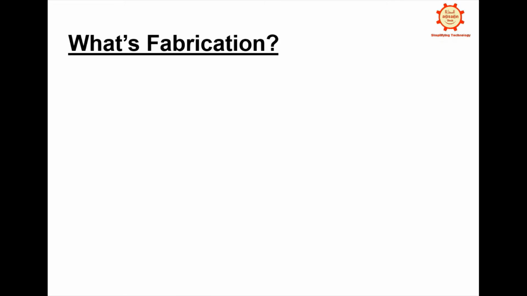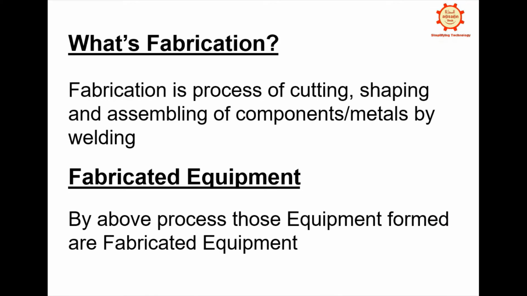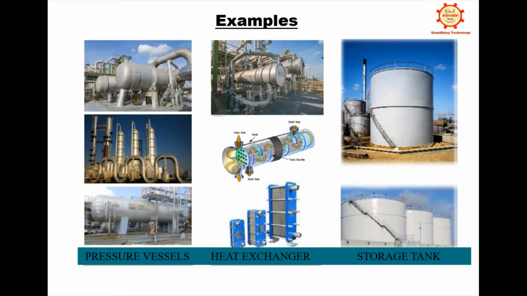So first of all we will understand what fabrication is. Fabrication is the process by which we cut, shape or assemble components or metals by the process of welding. So fabricated equipments are the equipments we make by the above process. Examples are pressure vessels, heat exchangers, storage tanks. These are a few examples, but there are many others also.